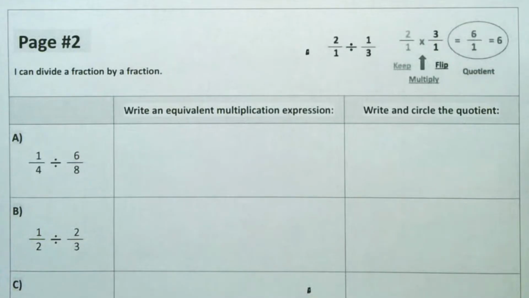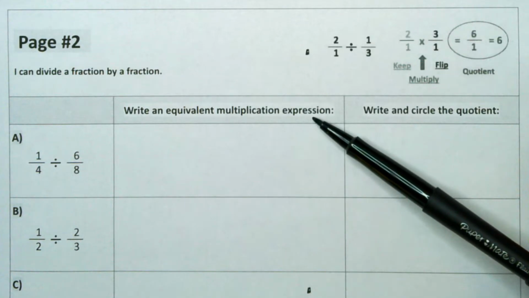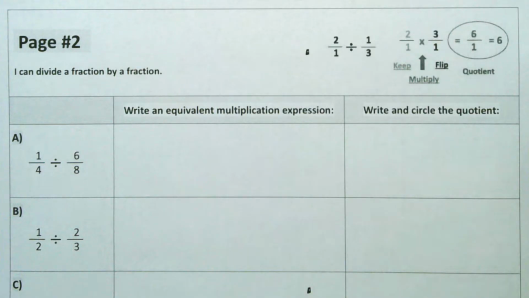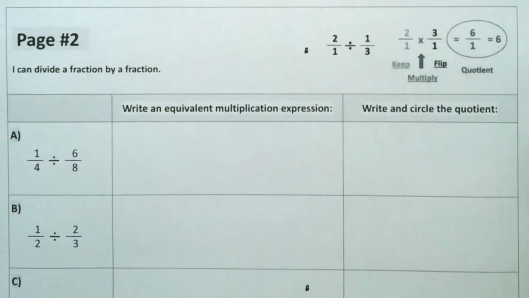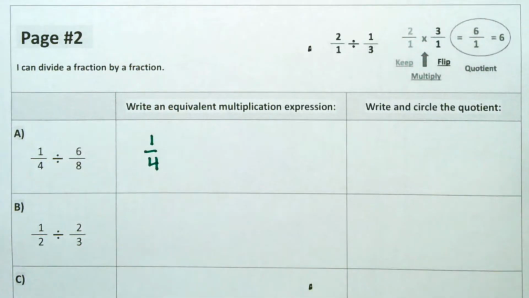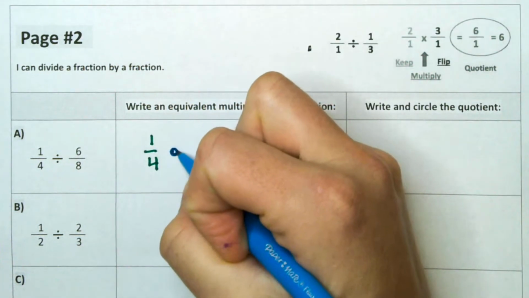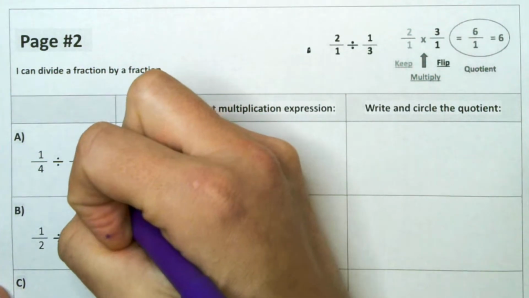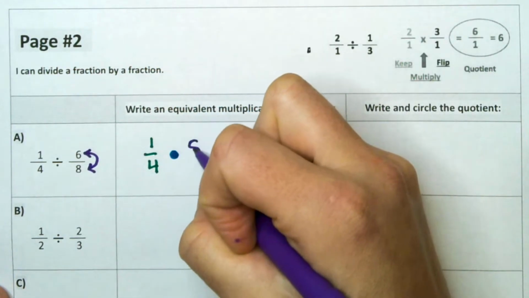Okay, on page 2, we're going to write equivalent multiplication expressions, and then we'll write and circle the quotient here. So I'll just do a quick example with you. You can practice one on your own, and then you're going to get a lot of independent practice after this. So 1/4 divided by 6/8. The equivalent multiplication expression, I'm going to keep my first number, 1/4. Then I'm going to multiply. Then I'm going to flip my second number, 6/8 will become 8/6.